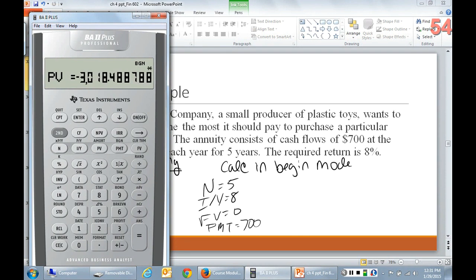We get $3,018.49. We're willing to pay $3,018.49 to receive $700 a year for 5 years.